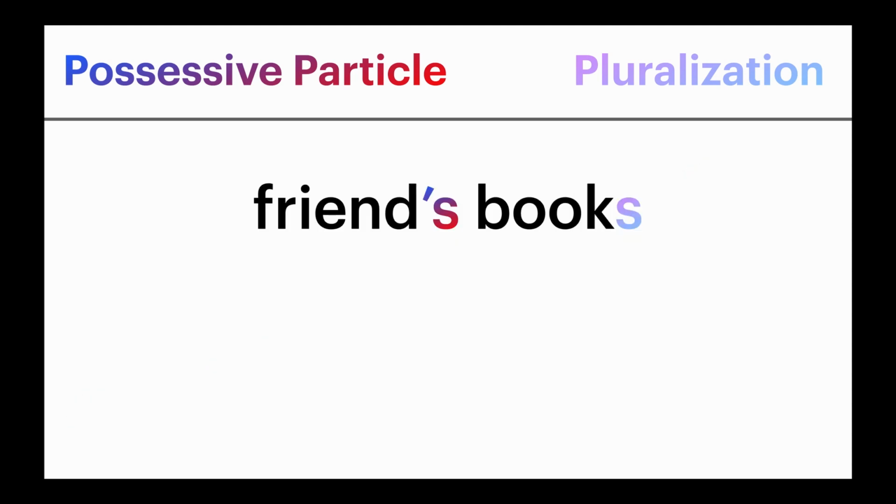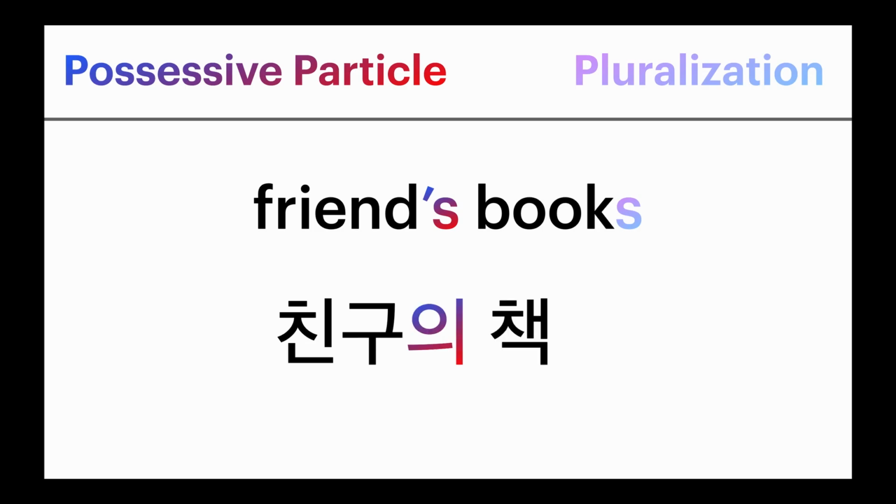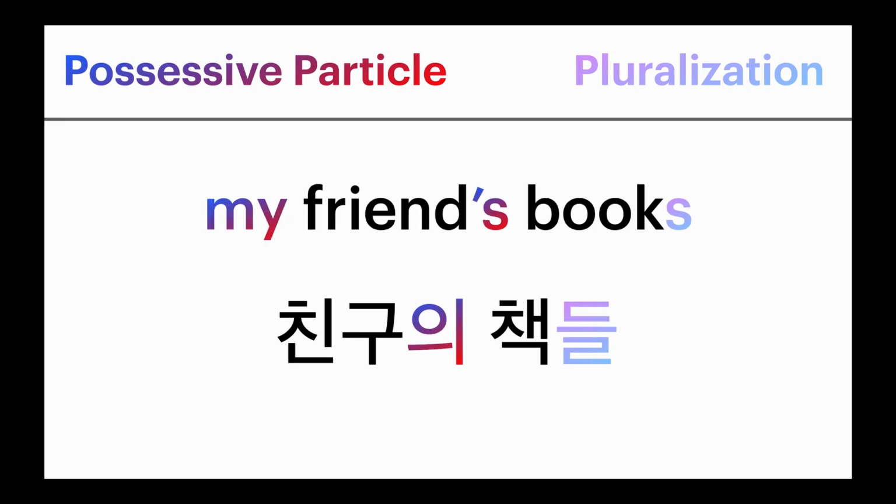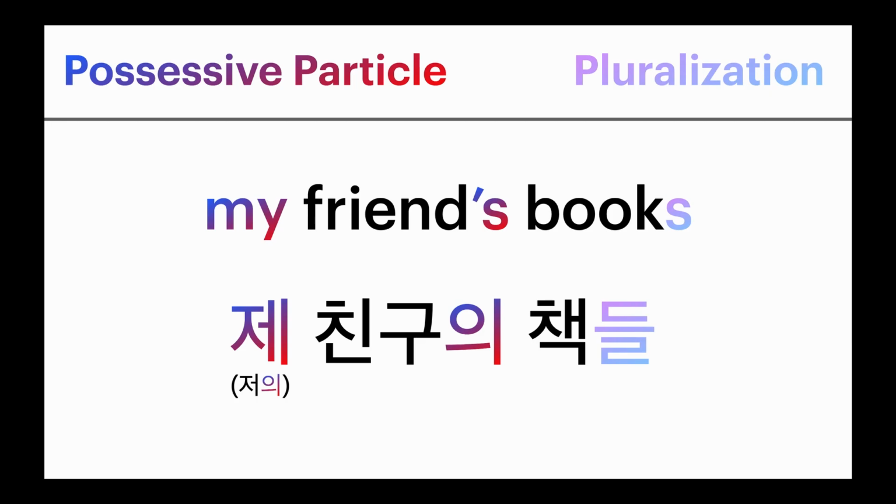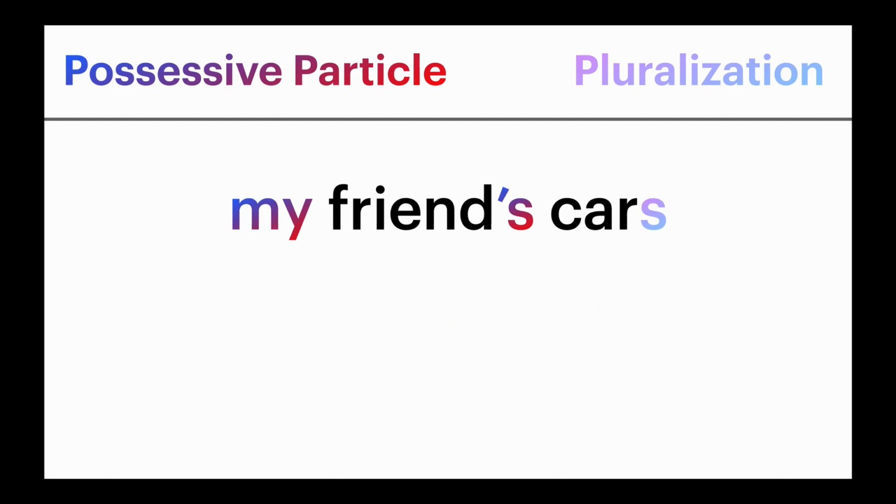Friends' books. 친구의 책들. 친구의 책들. My friends' books. 제 친구의 책들. Keep in mind that 제 is an abbreviation of 저의. 저의 becomes 제. My friend's cars.